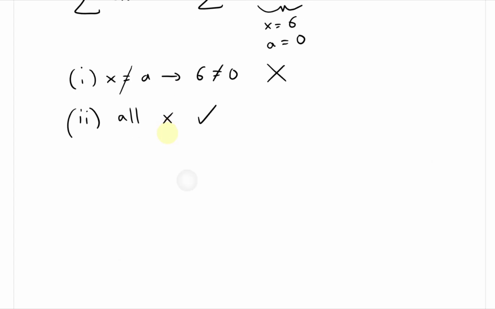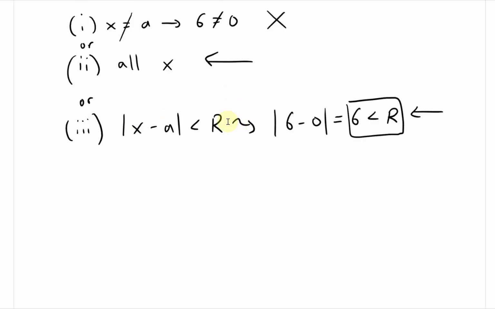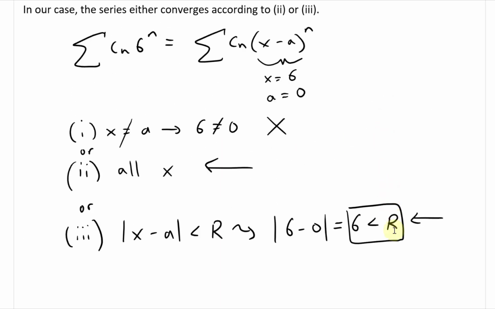Or we have the case where the absolute value of x minus a is less than r. In our case, we have the absolute value of 6 minus 0, which just equals 6. So in our case, 6 is less than r. So we have two possible scenarios: basically, when 6 is less than the radius of convergence r, we have this or this.